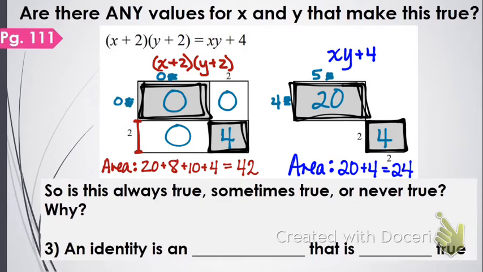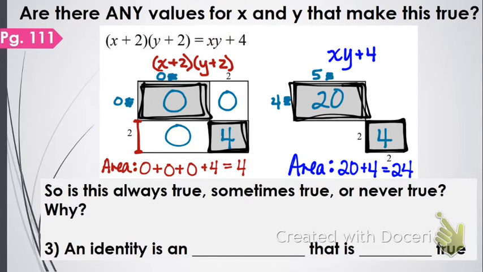And 0 times 2, I'd get 0. 2 times 0, I'd get 0. So the area of the whole thing would be what? The whole thing altogether? 4. Because I would have 0 plus 0 plus 0 plus 4. And I'd have a total area of 4, right?